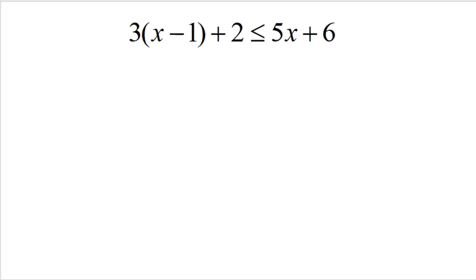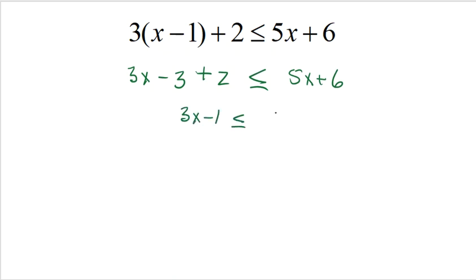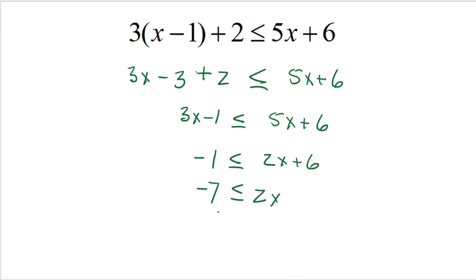All right, let's look at a couple really simple examples here. So what do we do? Oh, see parentheses, distribute. 3x minus 3 plus 2 less than or equal to 5x plus 6. Combine like terms on the left. 3x minus 1 less than or equal to 5x plus 6. I'm going to subtract the 3x. Negative 1 less than or equal to 2x plus 6. Subtract the 6. Negative 7 less than or equal to 2x. Divide both sides by 2, and I get negative 7/2 less than or equal to x.